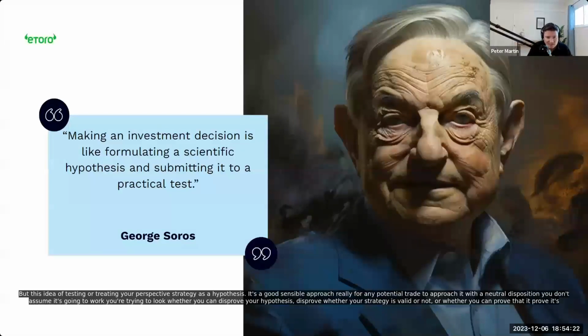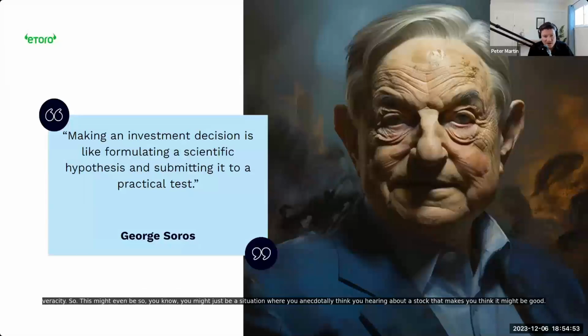But this idea of testing or treating your prospective strategy as a hypothesis is a good, sensible approach, really, for any potential trade. To approach it with a neutral disposition, you don't assume it's going to work. You're trying to look whether you can disprove your hypothesis, disprove whether your strategy is valid or not, or whether you can prove its veracity.